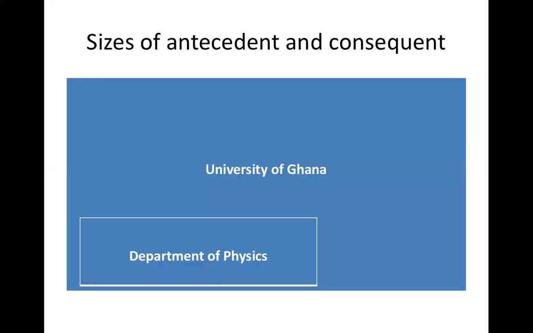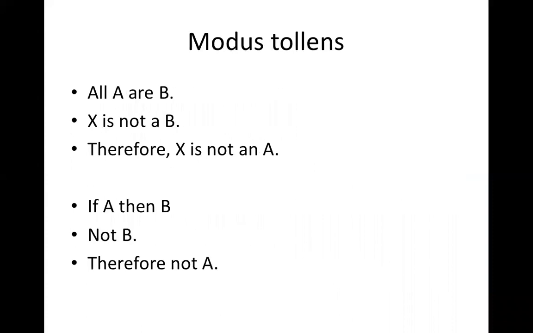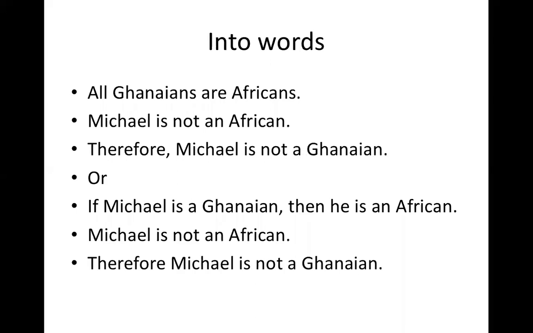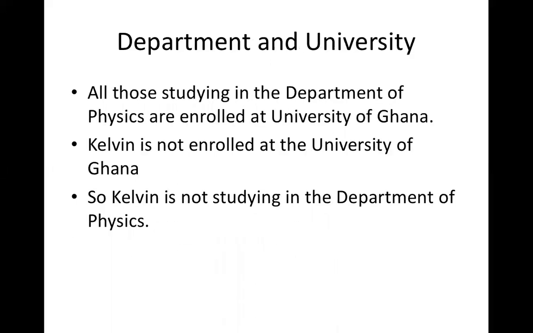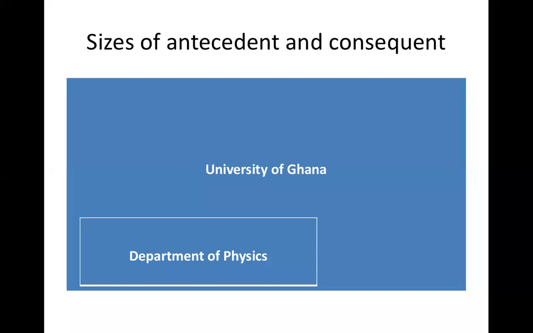Look at this diagram. Look at Department of Physics, look at University of Ghana. All those studying in the Department of Physics are enrolled at University of Ghana. Kelvin is not at the University of Ghana. Therefore, Kelvin is not in the Department of Physics. That is a modus tollens, an argument that denies the consequent, and it is a valid argument. So look at modus tollens. All A are B. X is not a B. Therefore, X is not an A. Or you can say if A, then B. Not B. Therefore, not A. So modus tollens is a valid argument.